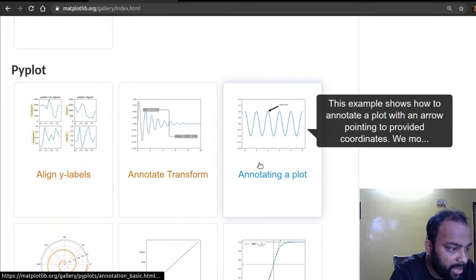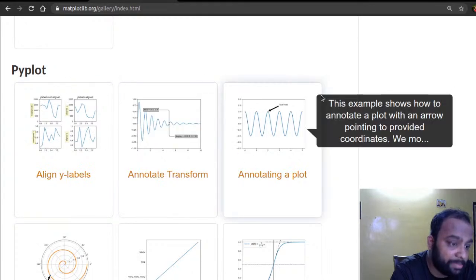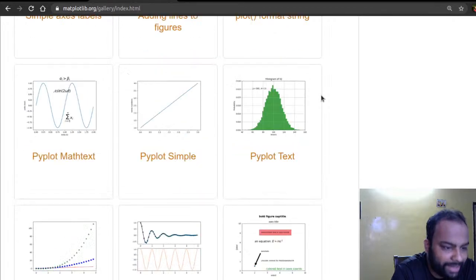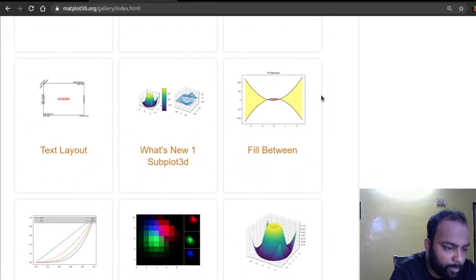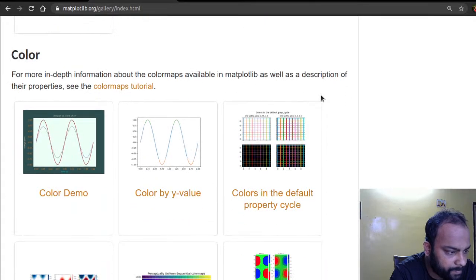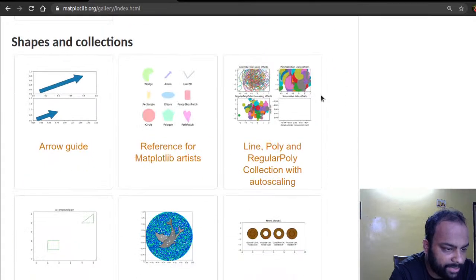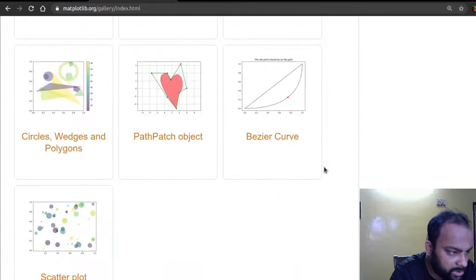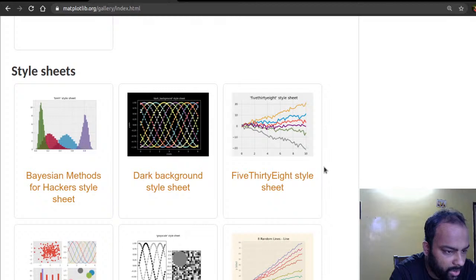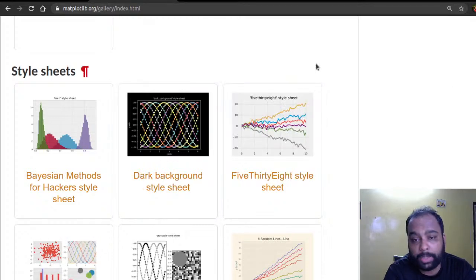PyPlot is one of the libraries that actually helps you to do plotting quite easily. We are going to use the PyPlot module inside Matplotlib. There are several colors and color spaces, color schemes that you can use. And there are several style sheets that are suitable for different purposes.